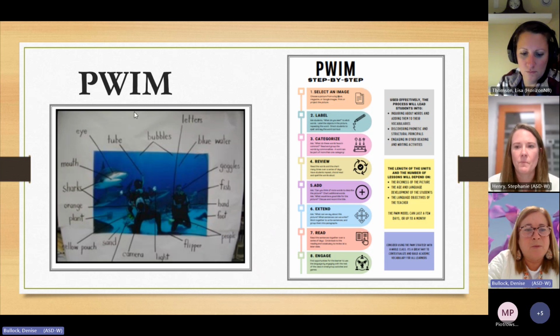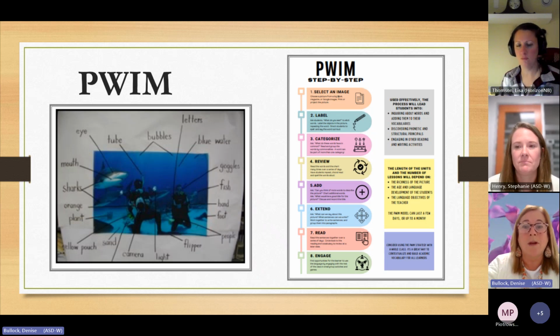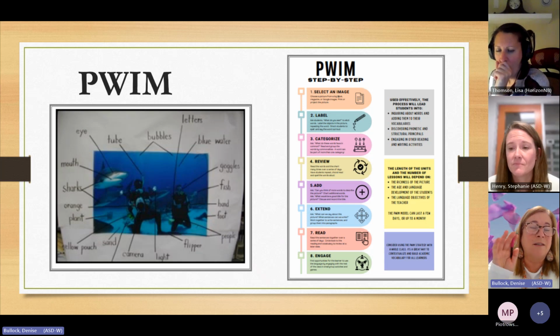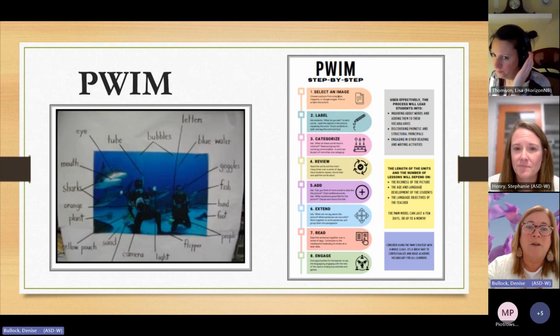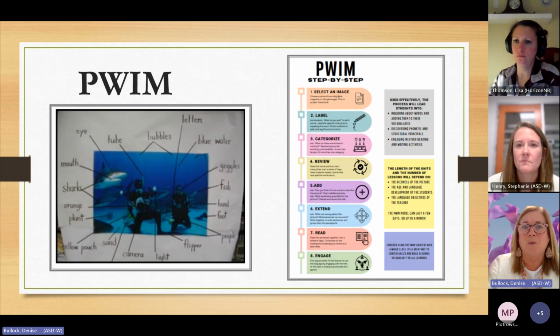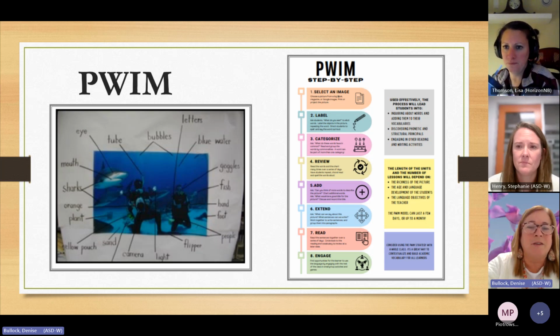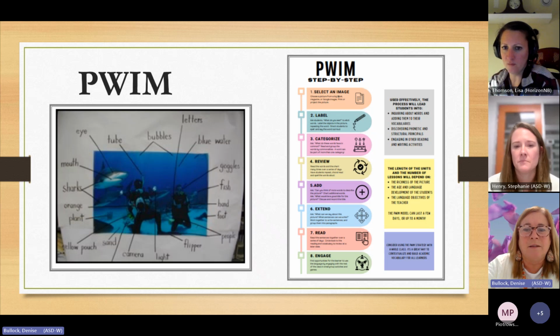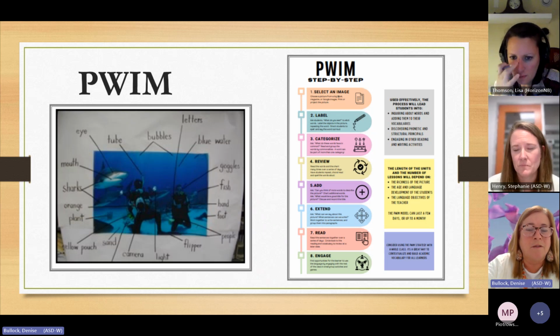And that is PWIM in a nutshell. It's a really good activity that you can differentiate, and it's very low prep. You literally just need a picture and you can do so much with it after you've labeled. And as I was saying, you can do this over a number of days. You wouldn't do all of that in one day. You would separate the different activities and keep revisiting so that they get that review often of those words.